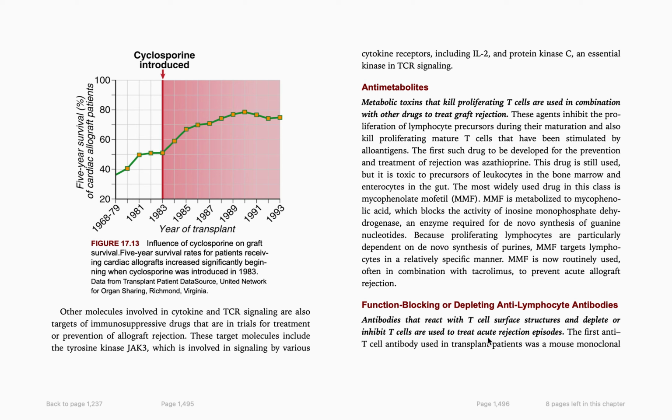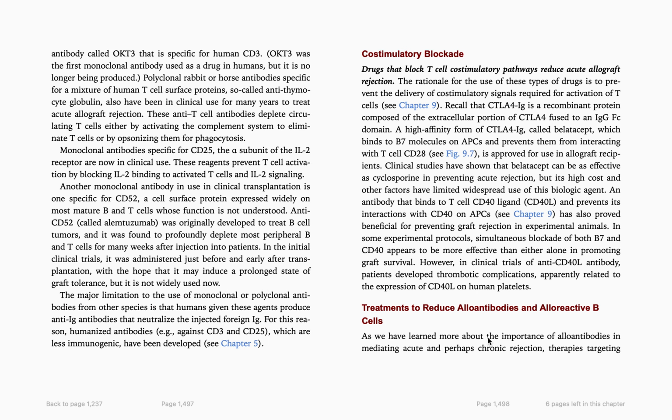Function-blocking and depleting anti-lymphocyte antibodies. Antibodies that react with T cell surface structures and deplete or inhibit T cells are used to treat acute rejection episodes. The first T cell antibody used in transplantation was a mouse monoclonal antibody called OKT3 that is specific for human CD3. OKT3 was the first monoclonal antibody used as a drug in humans, but it is no longer being produced.